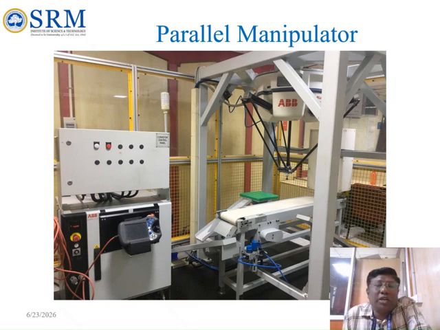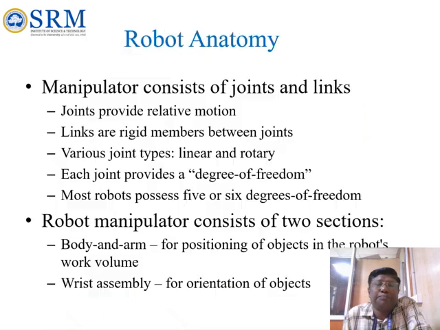So here also you can look into it. This is the teach pendant, and then this is the controller. Okay. So this is the high speed robot, and you will have a lighting option, and you will have another switch, and other options are available here.